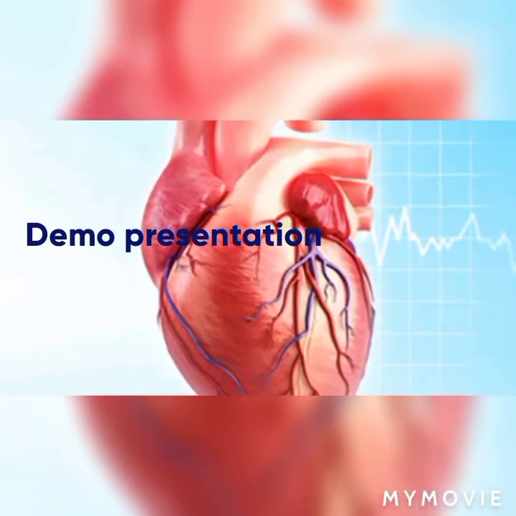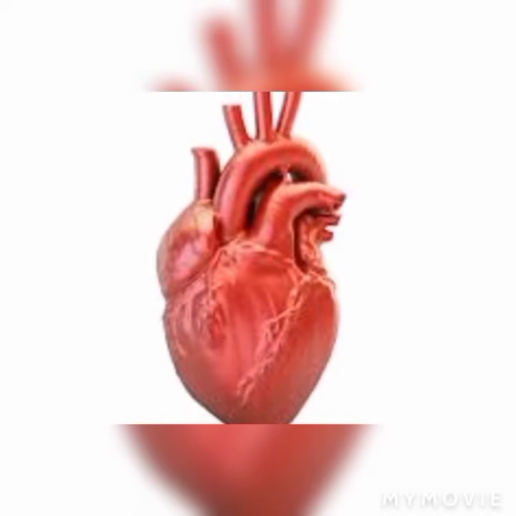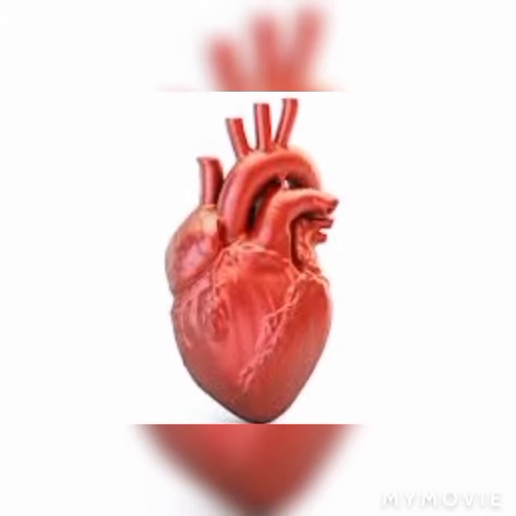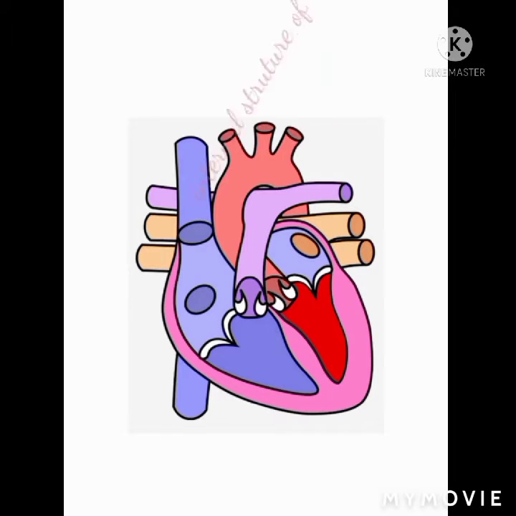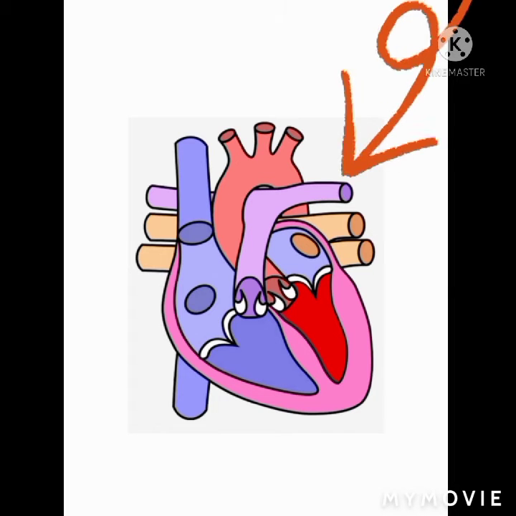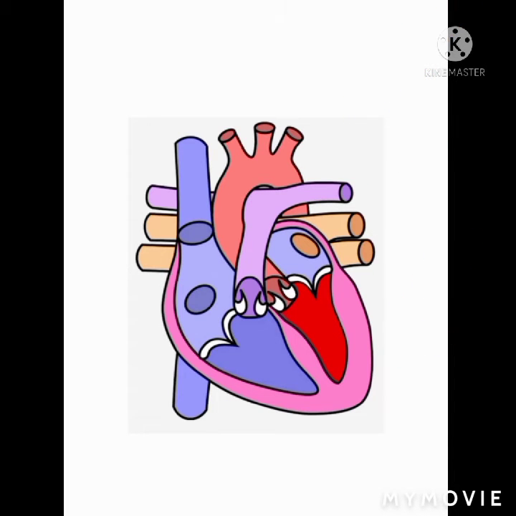Today I am going to explain about the internal structure of the heart and cardiac cycle. Now let us start learning about the internal structure of the heart. The heart is a pear-shaped structure, triangle in outline, wider at the anterior end and narrower at the posterior end.